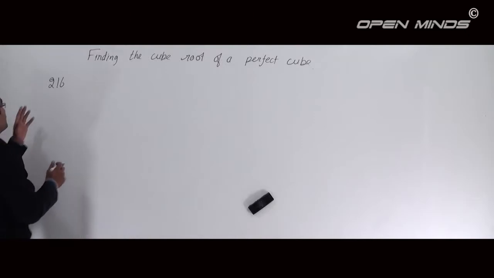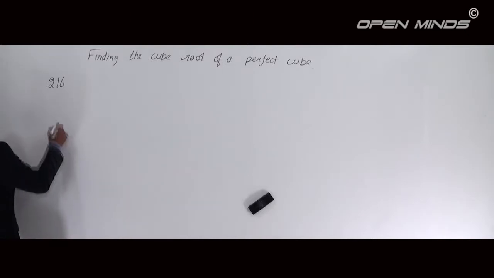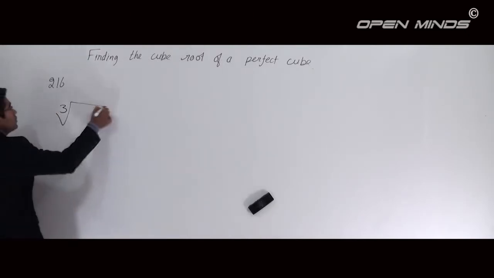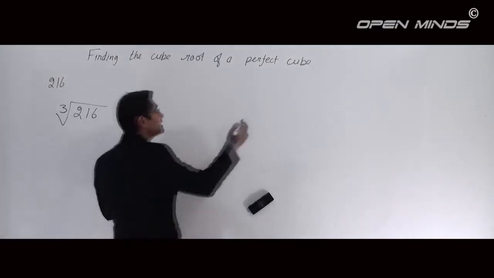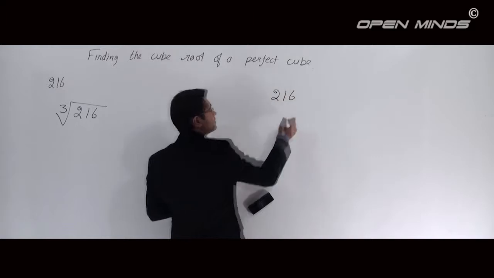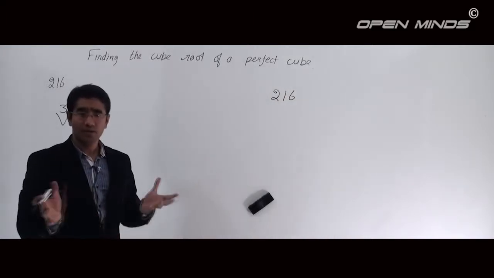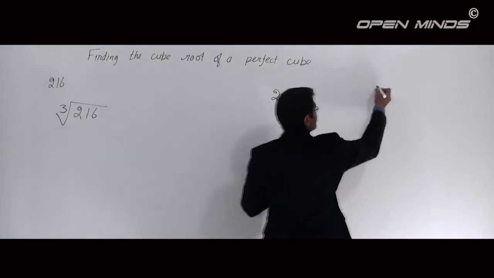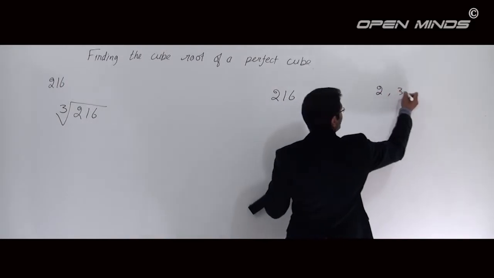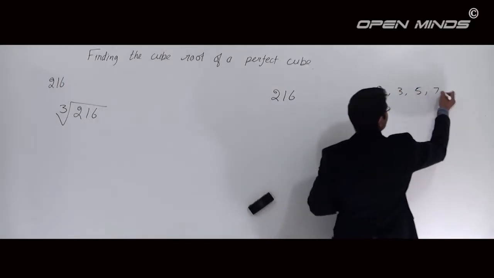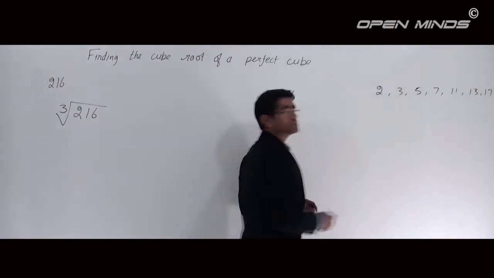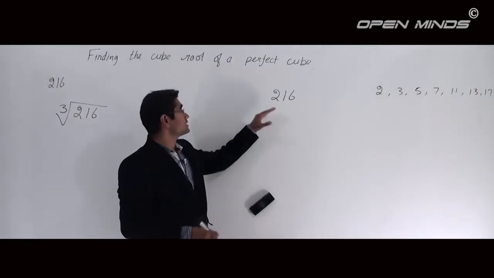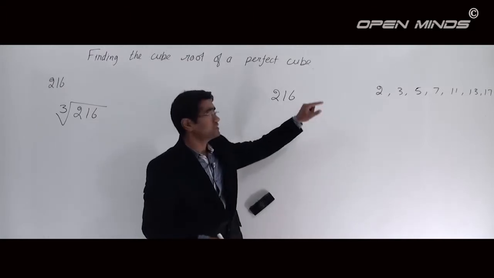Look at that. Here, to find the cube root of 216, what I do first is try to break down 216 into prime factors. Now who are prime factors? Prime factors are the prime numbers 2, 3, 5, 7, 11, 13, 17. I need to express 216 as a product of these.